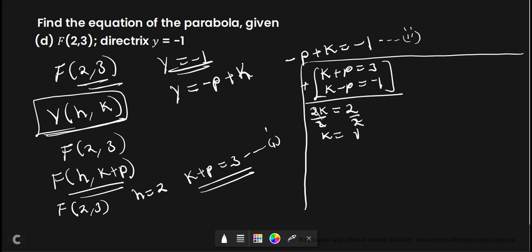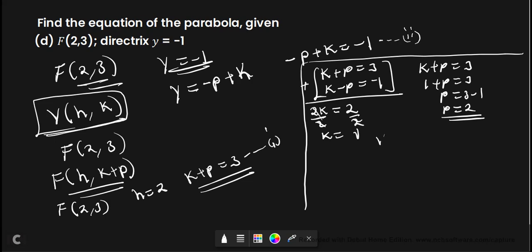After finding your k, which is 1, you can find the value of p, using k plus p equal to 3. So your k is 1, plus p equal to 3. That is p equal to 3 minus 1. So your p is 2, like that, right? After that, we have everything.